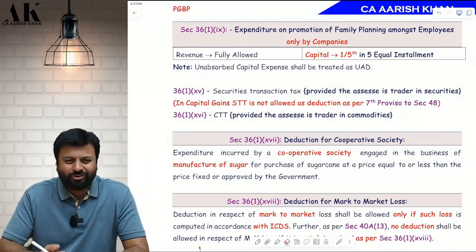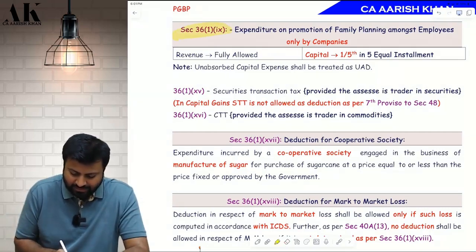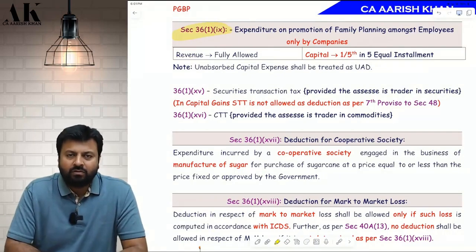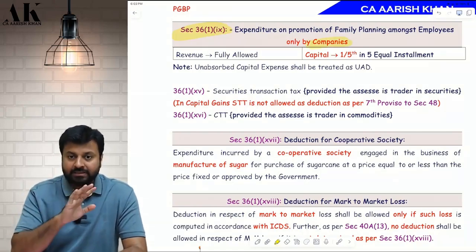The first one is the deduction for expenditure on promotion of family planning amongst employees, which is given under section 36(1)(ix). Now this deduction, first of all, is only applicable to companies. It's not applicable to other assessees.